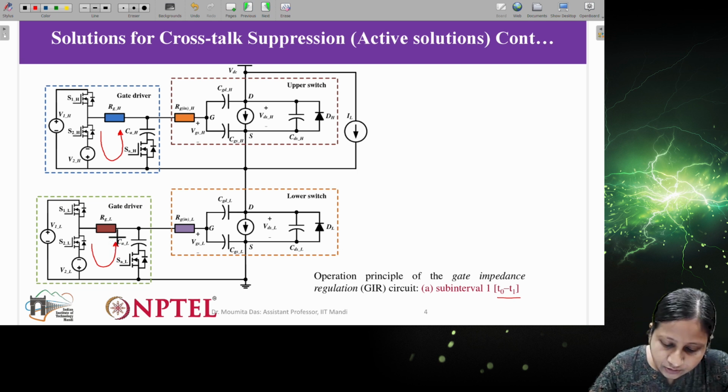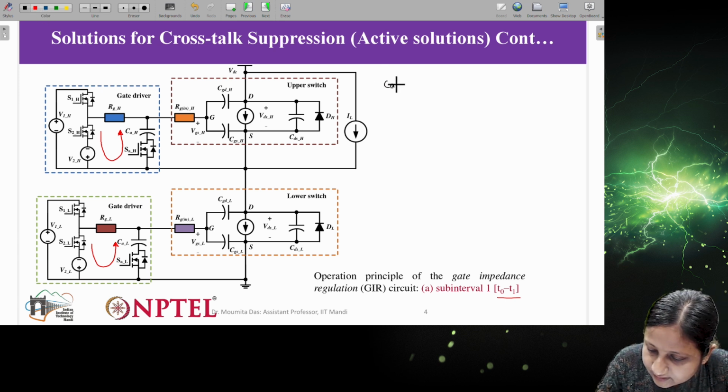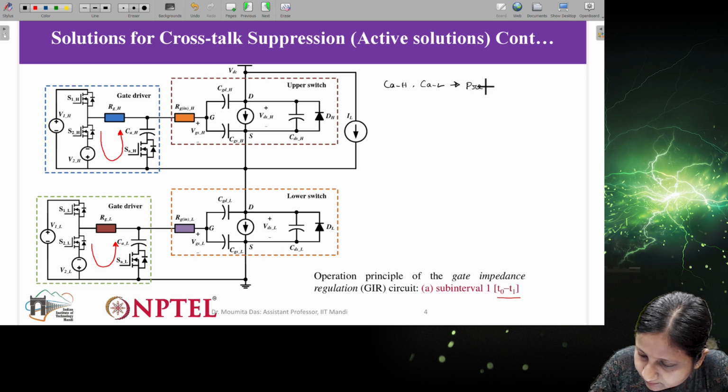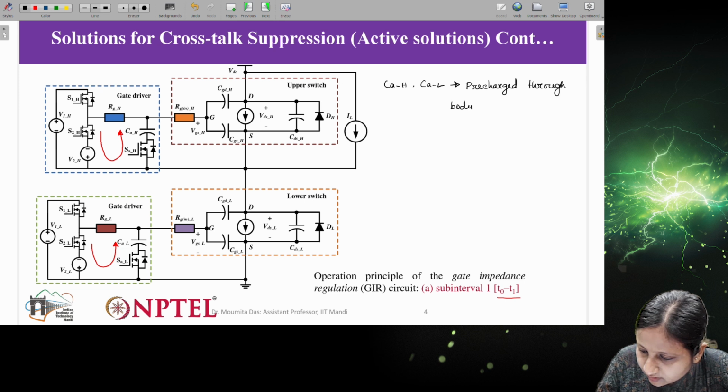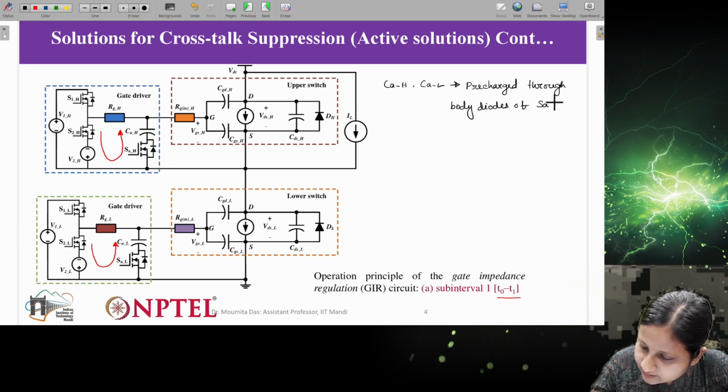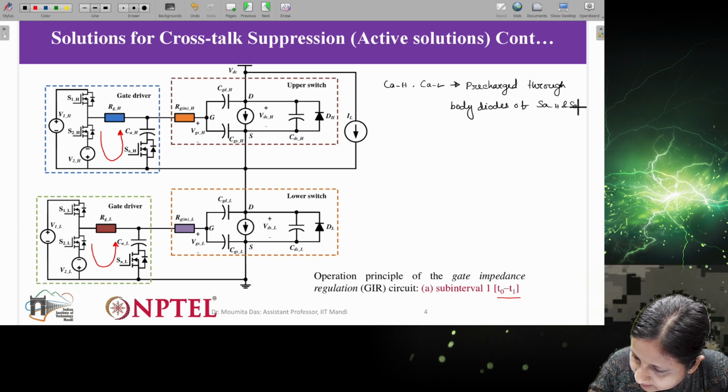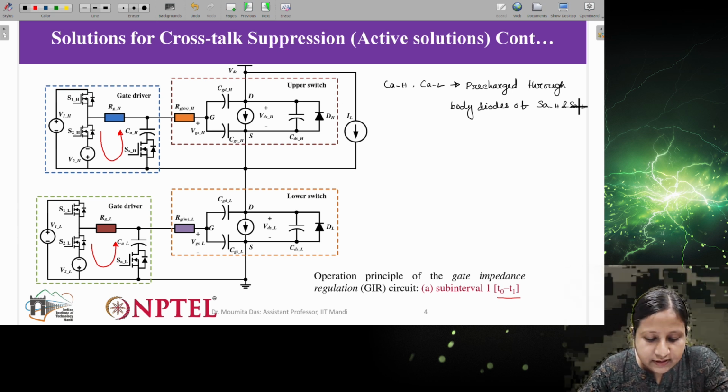So you can see here, the auxiliary capacitances CAH and CAL are pre-charged through the body diodes of the switches, body diodes SAH and SAL. Okay. So these capacitances are pre-charged.